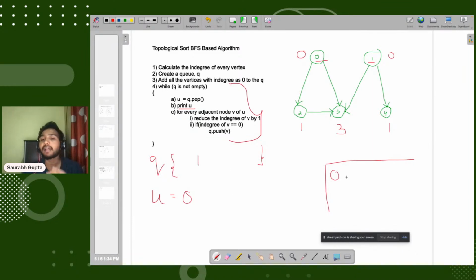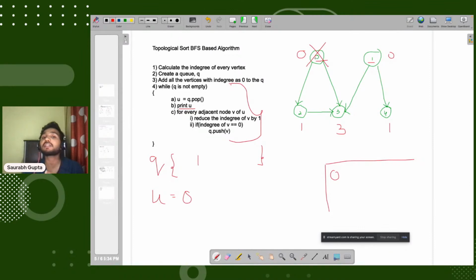Now once I have printed 0, that means this particular dependency has been resolved. Anyone who is only dependent on 0 is now free to get into the order of the topological sort. In order to find what all vertices were dependent on this 0, we will find all the adjacent vertices V of U. All the adjacent vertices of U we will find, and we'll call those vertices V. We'll iterate over them one by one.